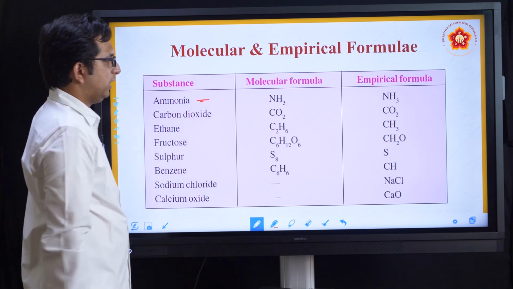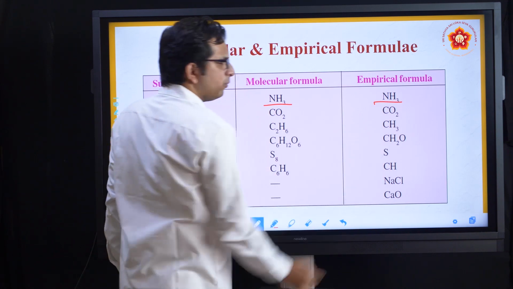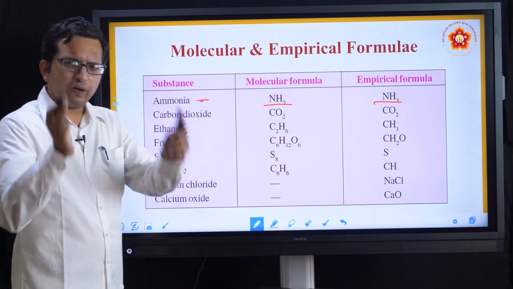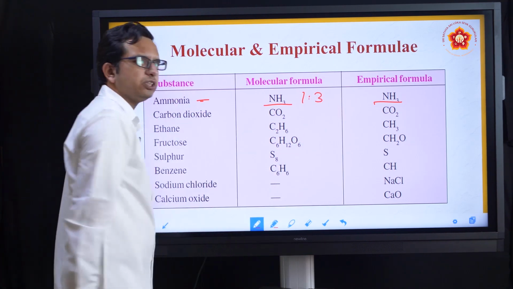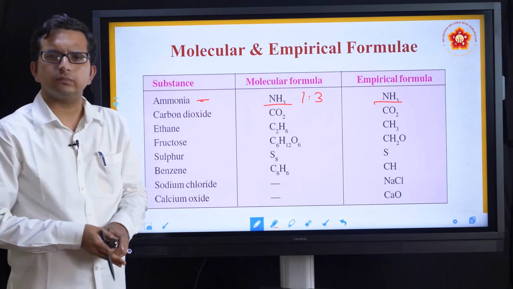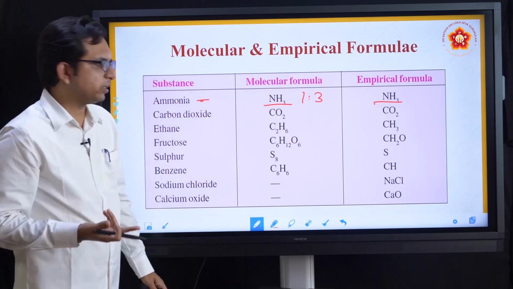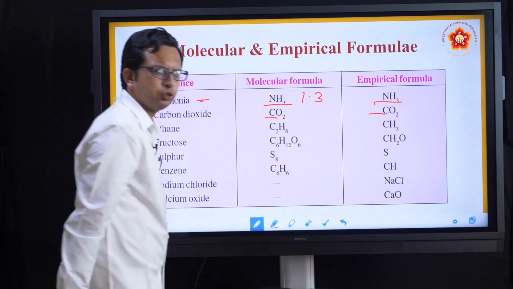Ammonia, NH3. You see that both the molecular formula and the empirical formula are the same, because the very stability of ammonia is in the ratio of 1:3, where one nitrogen atom combines with 3 hydrogen atoms. So here both become the same. You can see various types here. Even for carbon dioxide you can see CO2, CO2.